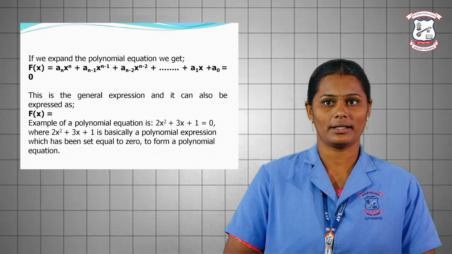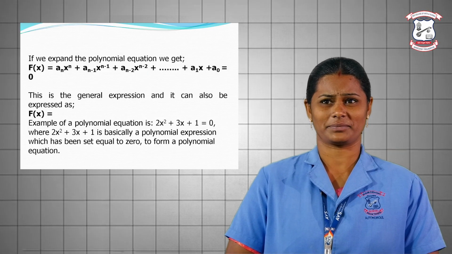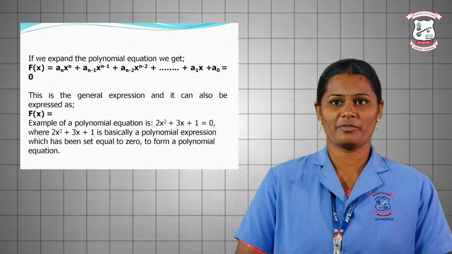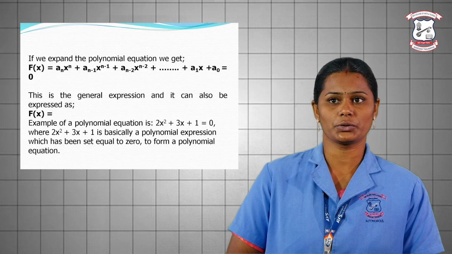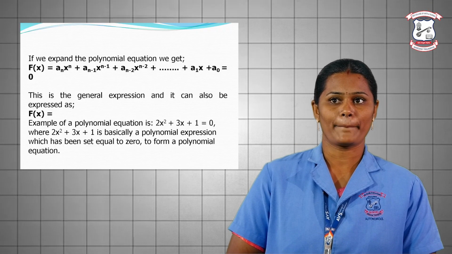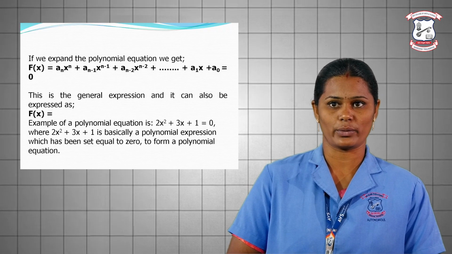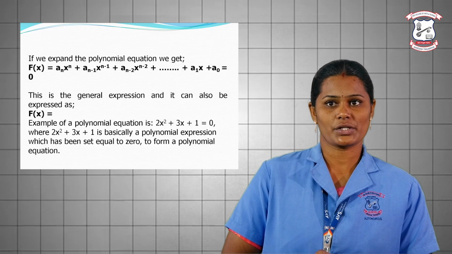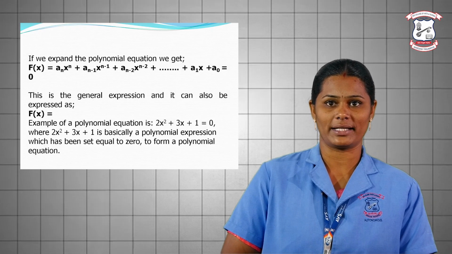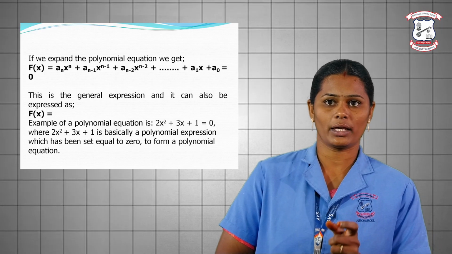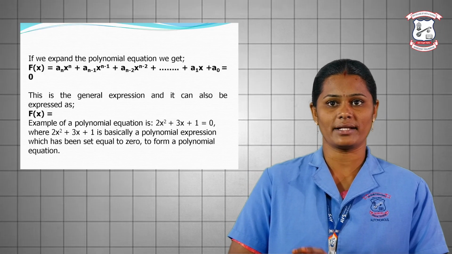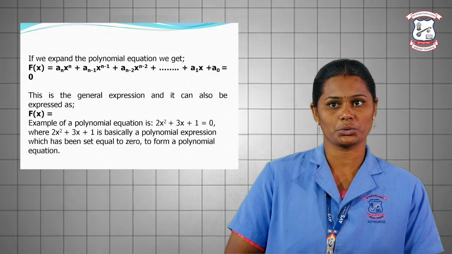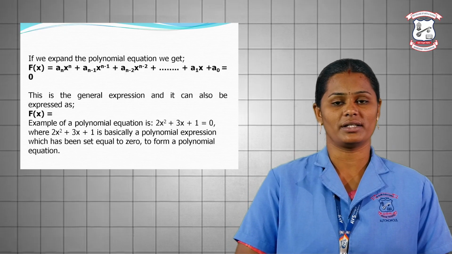So see an example. See the example of a polynomial equation: 2 into x square plus 3x plus 1 equal to 0. This is basically a polynomial expression. The whole expression has been set equal to 0 to form a polynomial equation.